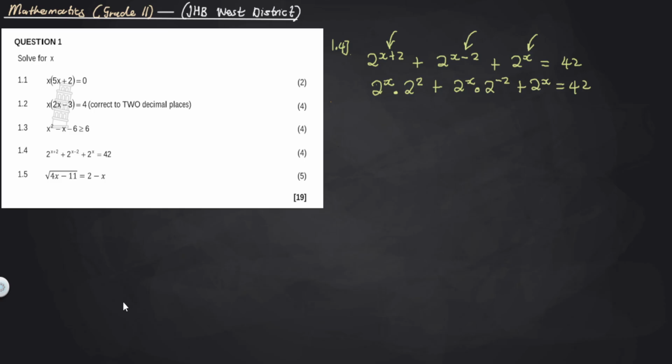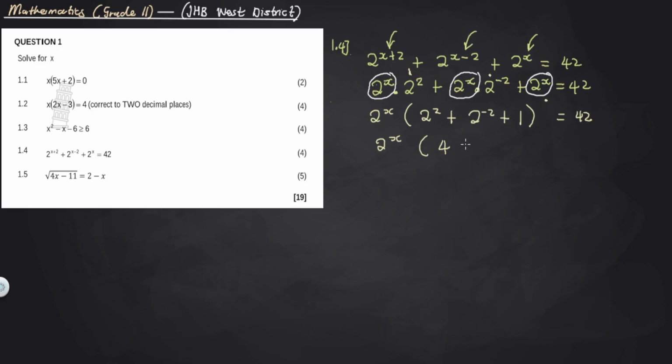Okay, then after breaking the powers, the 2 raised to exponent x is your common factor. You take it out, you pull it out. What I'm left with is 2 raised to exponent 2, plus 2 raised to exponent minus 2, plus 1. The 1 is left after taking out the 2 raised to exponent x as a common factor, equal to 42. Then we have 2 raised to exponent x, times 4 plus 1 over 4 plus 1.